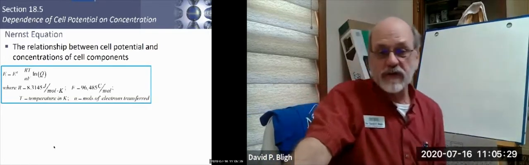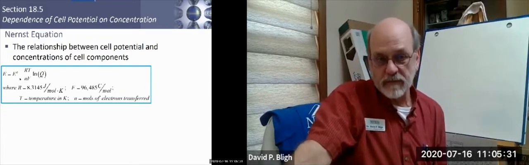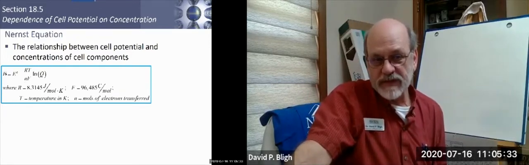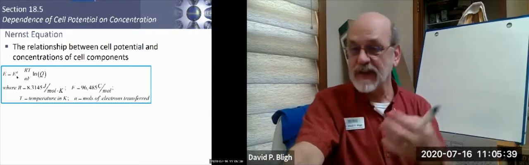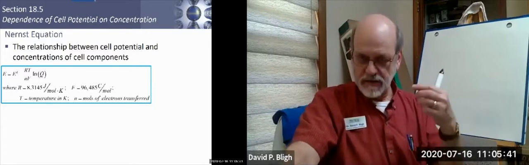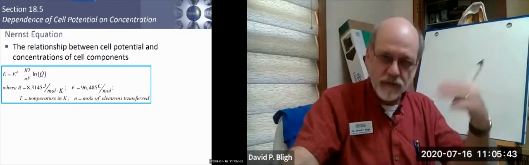So the Nernst equation is this one. The actual potential is here. The standard potential is there, so you do need to know that, and you have to calculate that from your two half reactions.